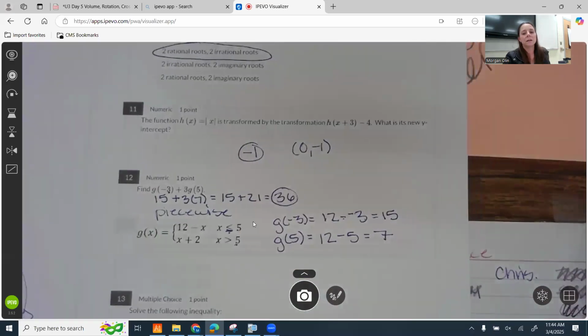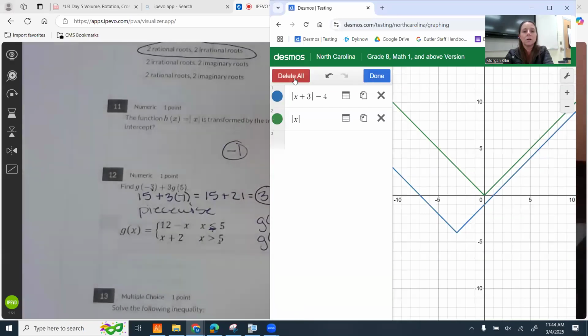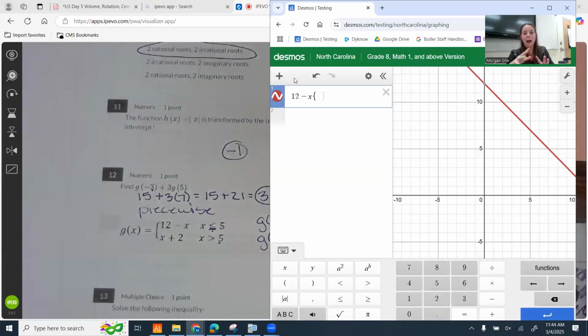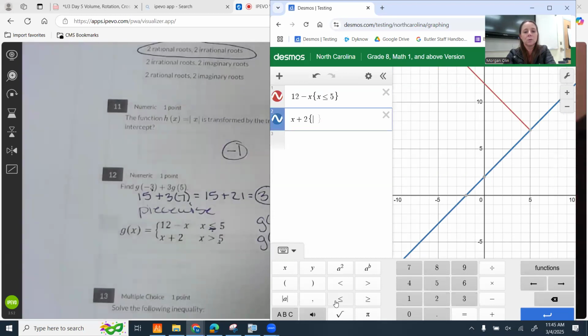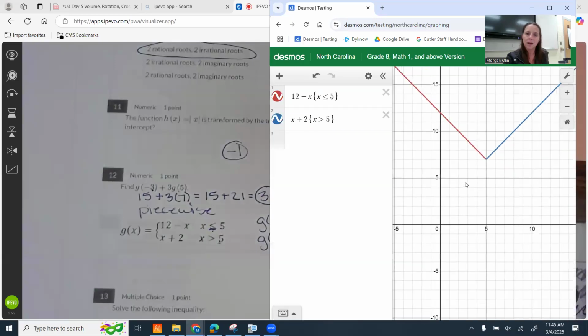Now, how do we get 15 and 7? Do recall how to plug piecewise functions into your Desmos calculator. You want to say 12 minus x, and then if you hit the shift key and the squiggly bracket like that, you can't use parentheses or anything. It's got to be the squiggly bracket. x is less than or equal to 5. Put that inequality in. Now put the next piece in. x plus 2, do the squiggly bracket. x is greater than 5. All right, so this is what our picture looks like. It actually looks like an absolute value function.